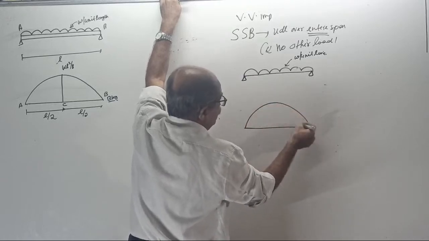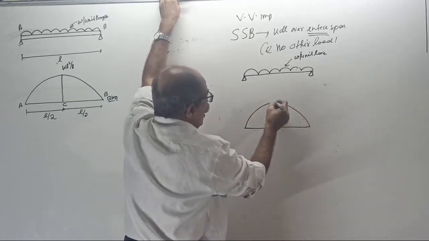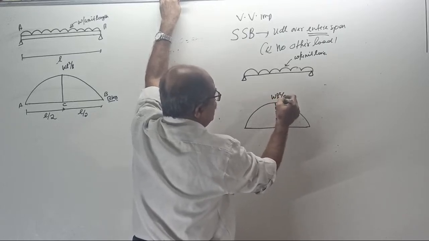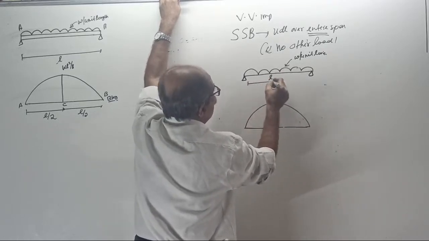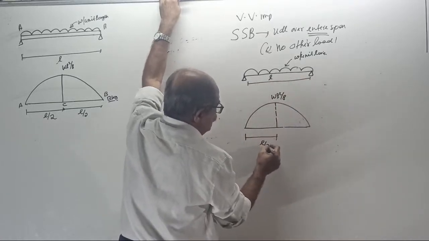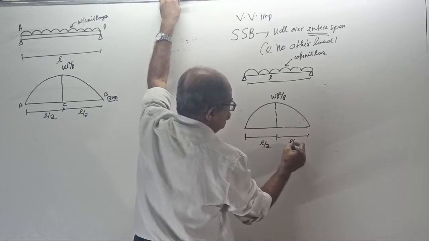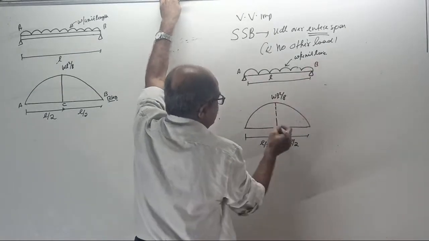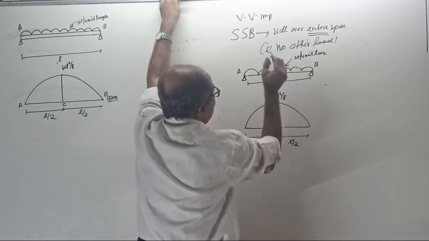This is the BMD. Okay. This ordinate, you can remember, WL square by 8. Span is L. Now, this is L by 2. This is L by 2. I will take the point as A here, B here, and center is C.